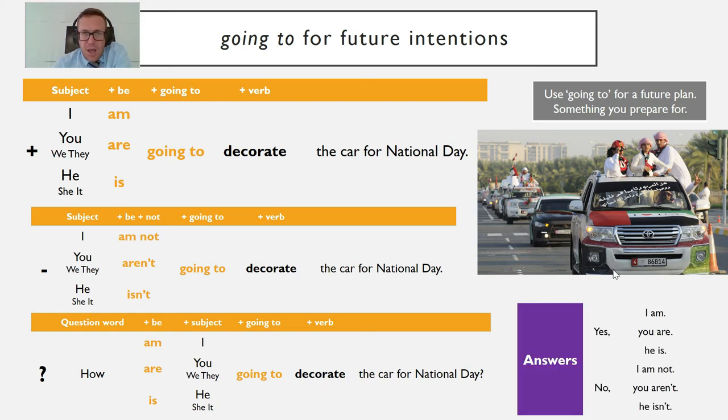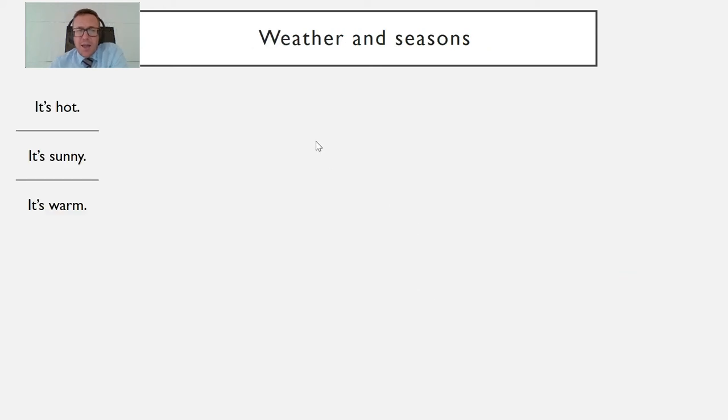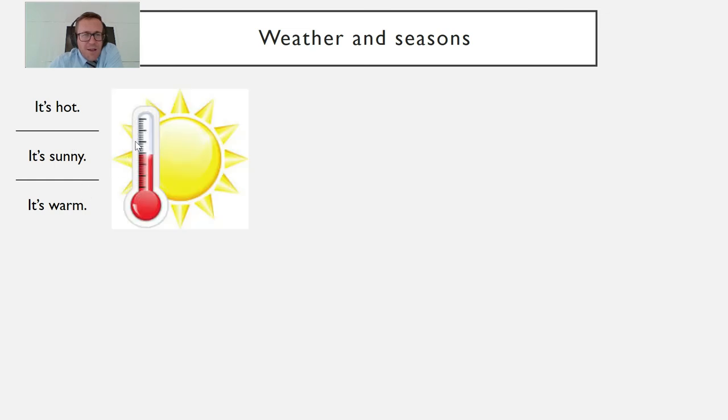Okay, so this is going to be for future intentions. The next vocabulary was weather and seasons. So we had a few ones. I'm going to group them in similar kinds of weather. Here we have it's hot, it's sunny, it's warm. So sunny is when there's sun, hot is very hot, and warm is a little less than hot.